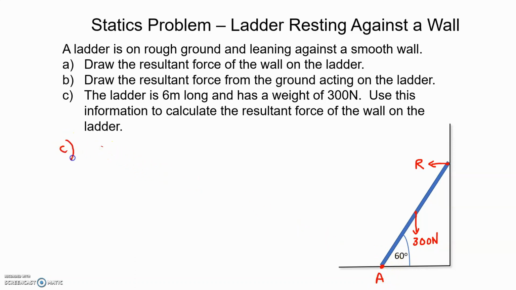So for part C, take moments from A. If we take moments from A, we don't need to worry about the forces acting at that point. So all we're concerned with is the moment due to the weight of the ladder and the moment due to the resultant force of the wall acting on the ladder, acting at the top of the ladder.